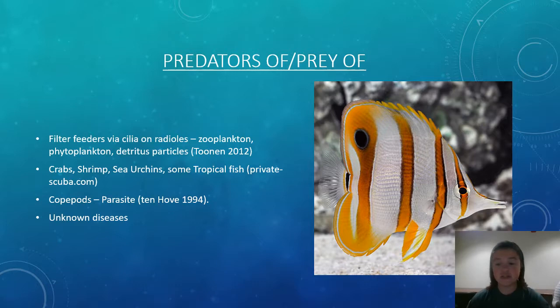The predators of these types of worms are crabs, shrimp, sea urchins, and some tropical fish, primarily the butterfly fish, as we have pictured here. This is according to privatescuba.com. Copepods are actually a parasite to the Christmas tree worms, according to Tenhove 1994, which we will get into the importance of here in a minute. There are no known diseases for the worms.